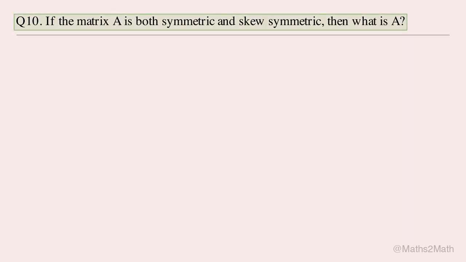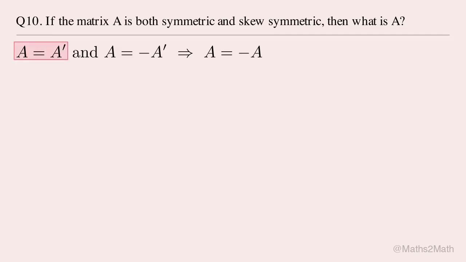Question 10, a two-line classic. A equals its transpose and equals minus its transpose. The two conditions together force A to equal minus A. So 2A is the 0 matrix, A is the 0 matrix.